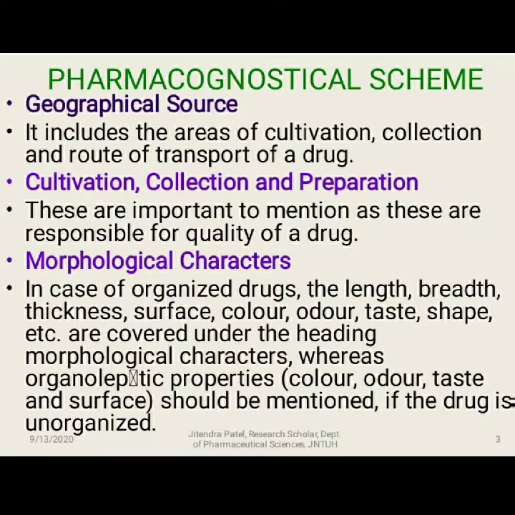Whereas organoleptic properties like color, odor, taste and surface should be mentioned if the drug is unorganized. Unorganized means the histological character is not organized. For example, Acacia arabica Linn. Acacia is a carbohydrate containing crude drug which is obtained from the branches of the tree. If you make an incision, whatever juicy liquid comes out will solidify, right? And the tears will be irregular, so we cannot go for the microscopical study of that particular crude drug.